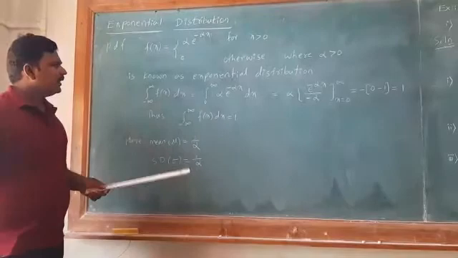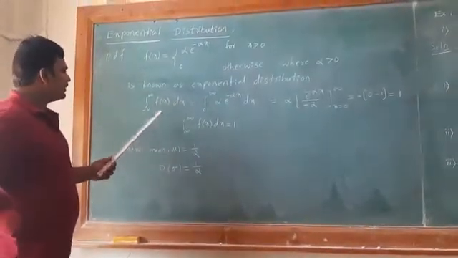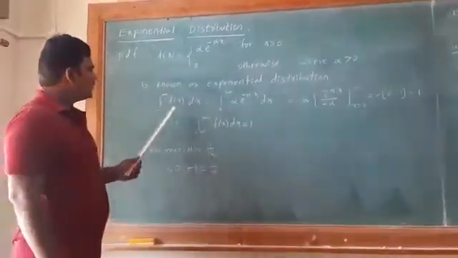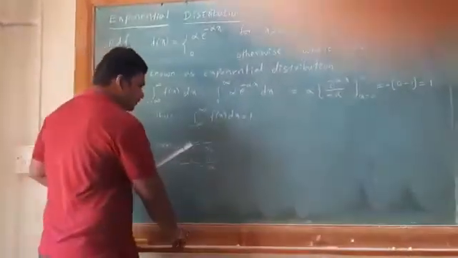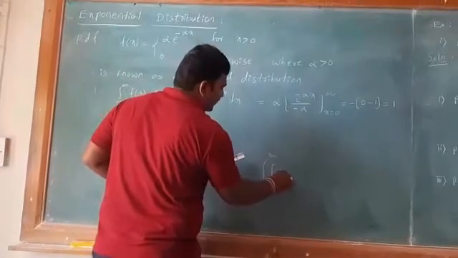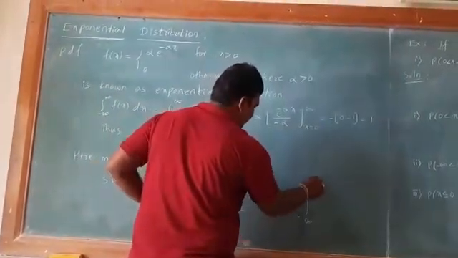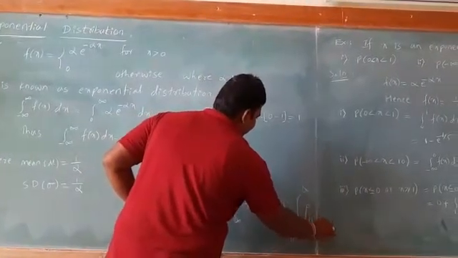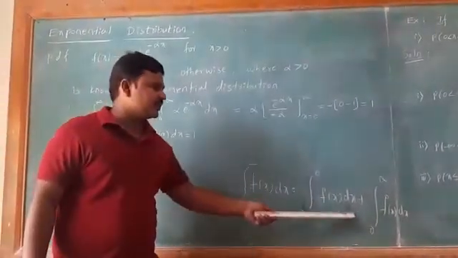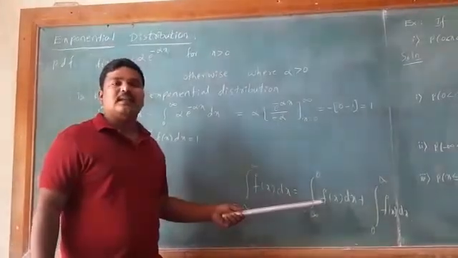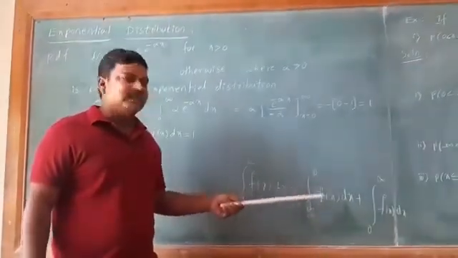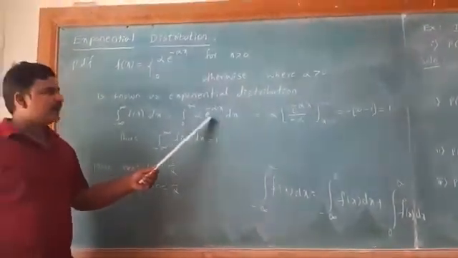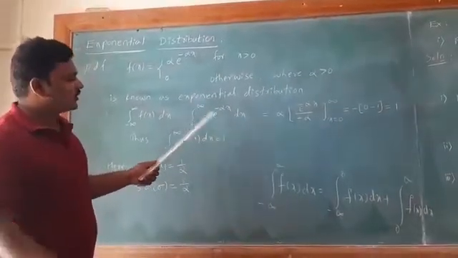Now take one example, that is integration. The formula: integration of minus infinity to plus infinity f of x dx. We can split this function as integration of minus infinity to 0 f of x dx plus integration of 0 to infinity f of x dx. Here the first part becomes 0, because x is negative there. So we only consider integration of 0 to infinity alpha into e raised to minus alpha x dx.